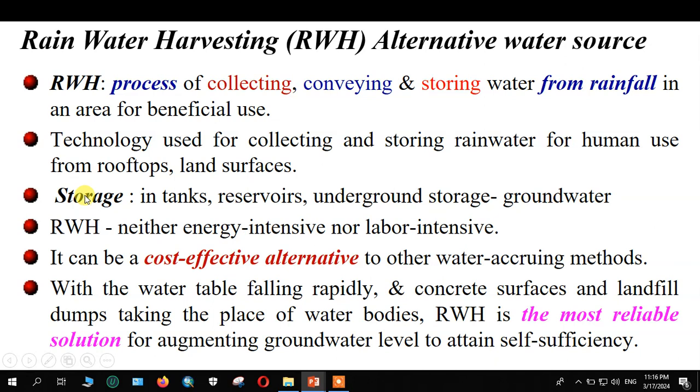It can be a cost efficient alternative to other water sourcing methods, with the water table falling rapidly and concrete surfaces and landfill dumps taking the place of water bodies. Rainwater harvesting is the most reliable solution for augmenting the groundwater level to attain self-sufficiency.